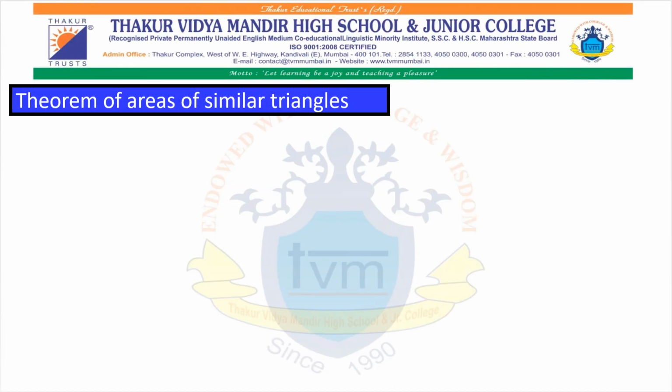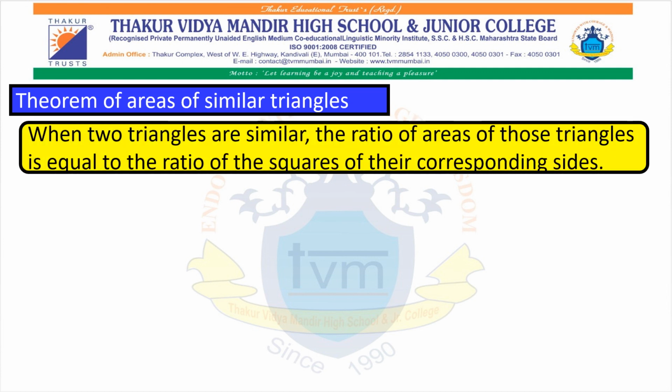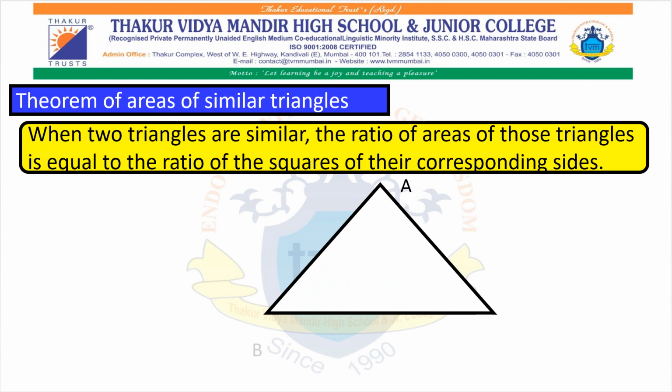Theorem of areas of similar triangles. You can see the statement on the screen. When two triangles are similar, the ratio of areas of those two triangles is equal to the ratio of the squares of their corresponding sides. Now, according to the statement, we'll be drawing two triangles. We have these two triangles, triangle ABC and triangle PQR.